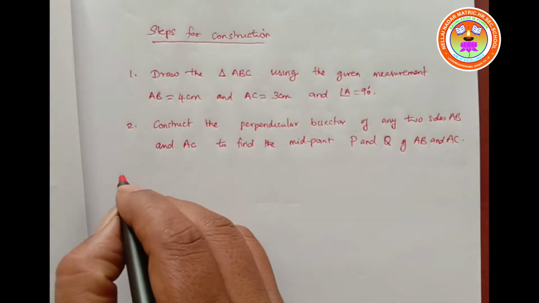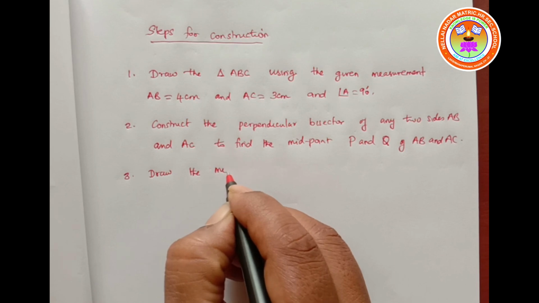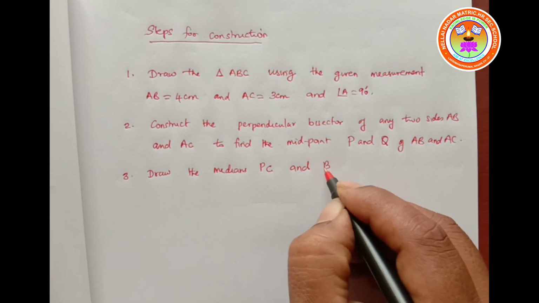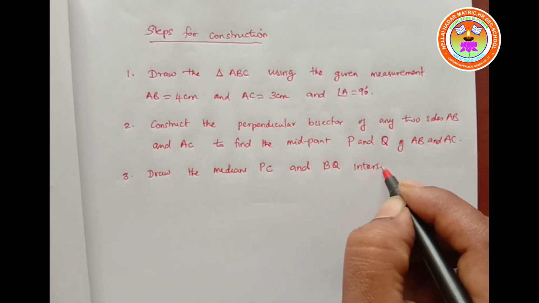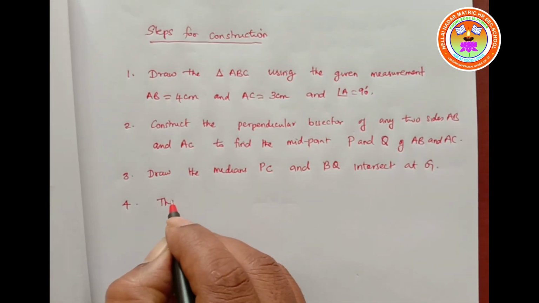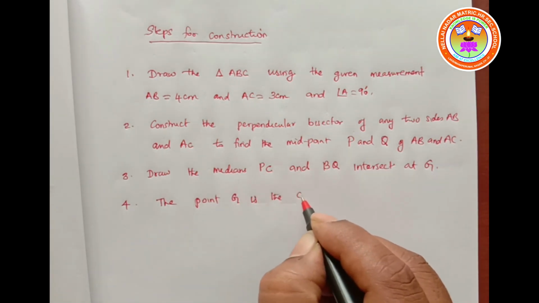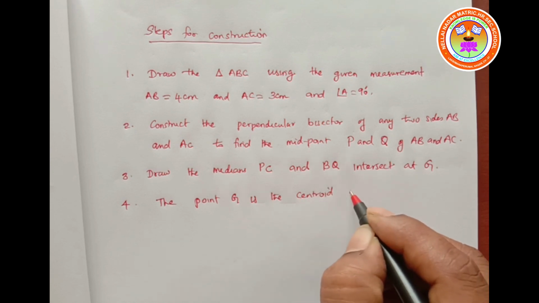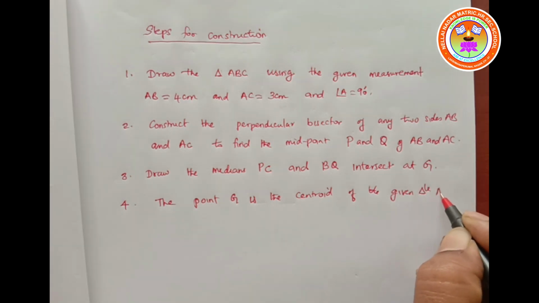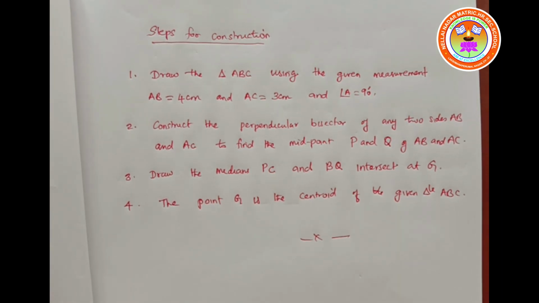Now step 3, draw the medians PC and BQ intersecting at G. Fourth step is the point G is the centroid of the given triangle ABC. It's clear, children? By this we are completing question number 2.